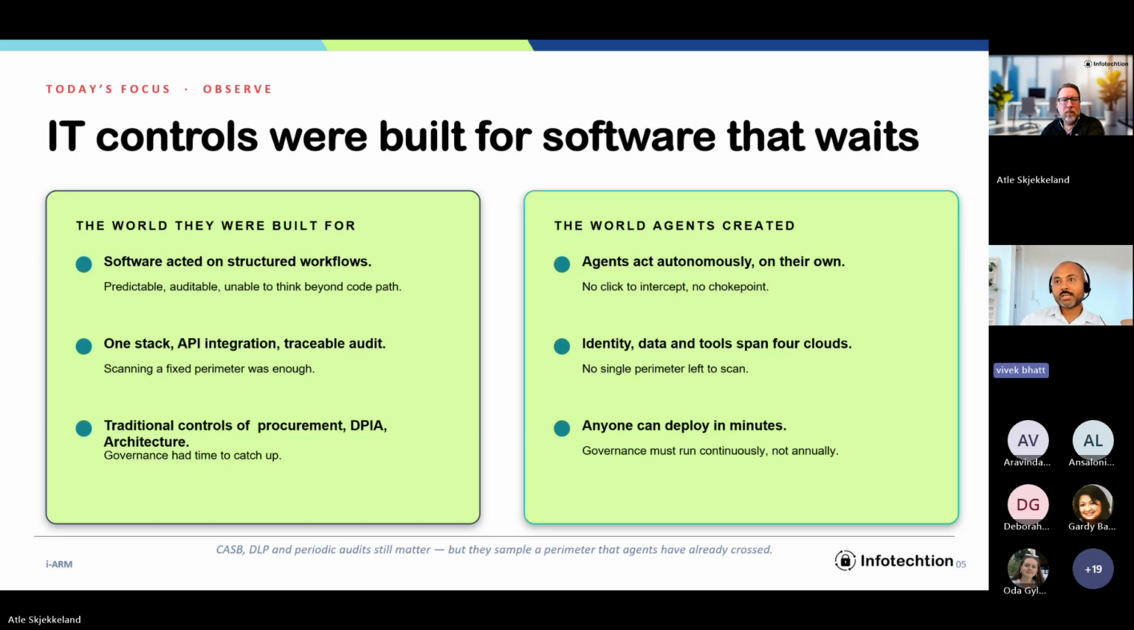We are not in the business of creating agents. We are in the business of providing control, discovery, inventory, and then security, and of course the lifecycle management of those agents.